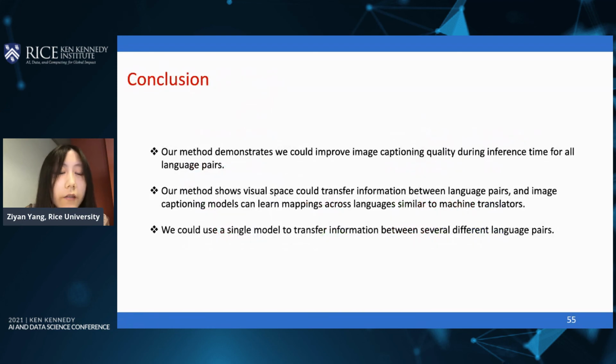In conclusion, our method demonstrates we could improve image captioning quality during inference time for all language pairs. Our method shows visual space could transfer information between language pairs, and the image captioning model can learn mappings across languages similar to machine translation. We could use a single model to transfer information between several different language pairs.